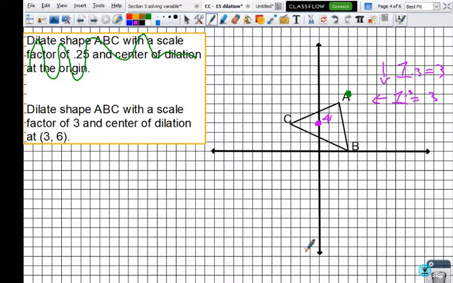So Mick, to go from our center of dilation to B, what do I have to do? You have to go down 5.